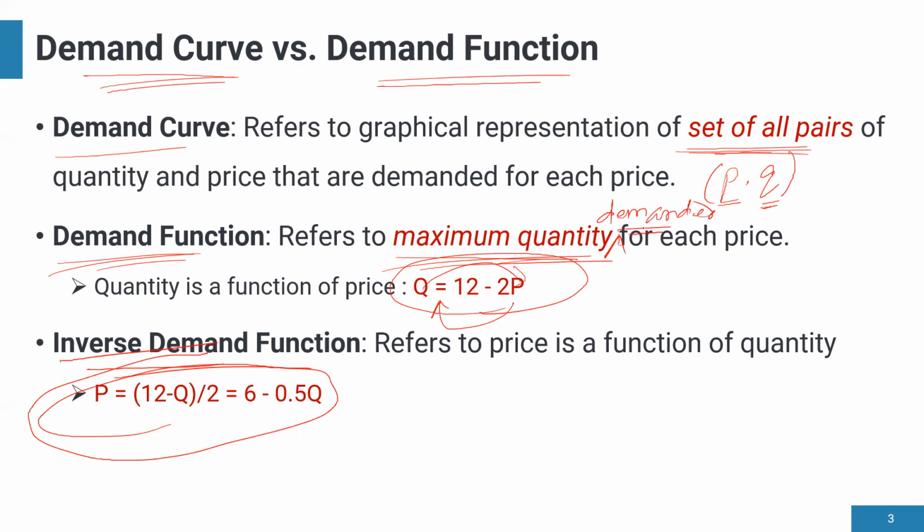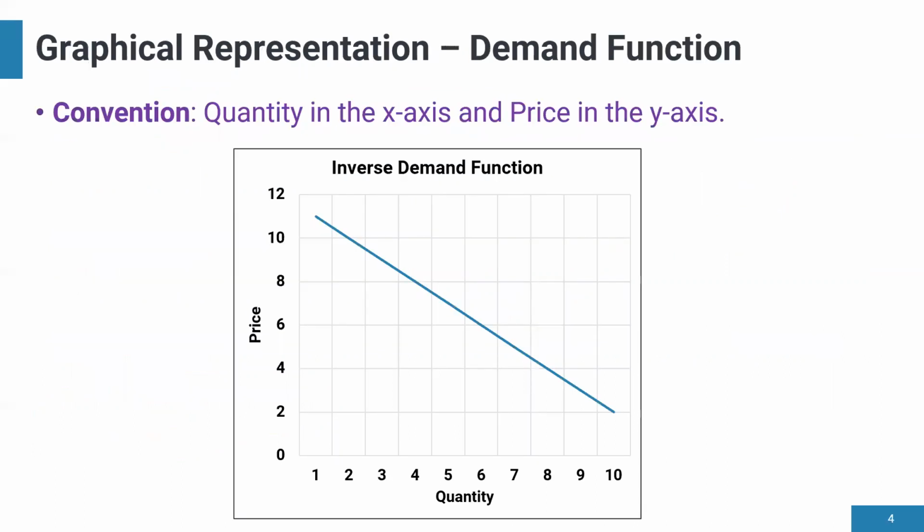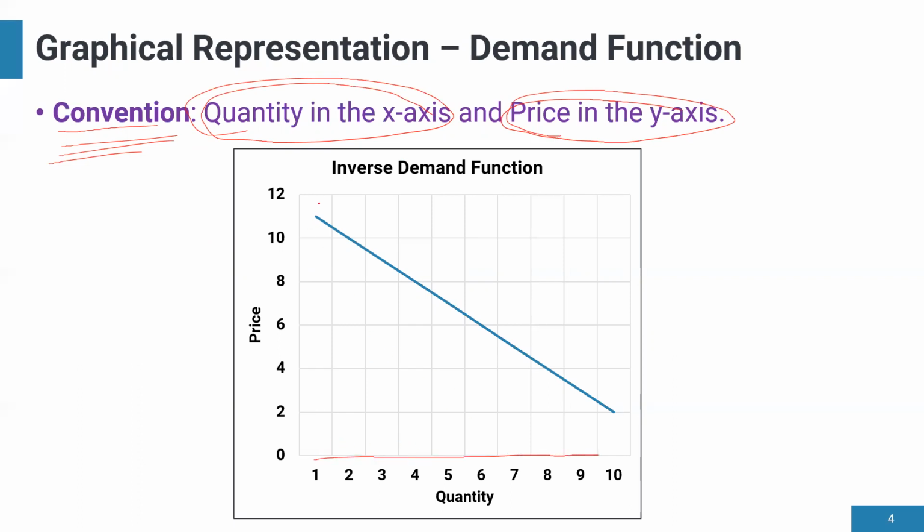Maximum price demand, this maximum quantity demanded for each. Okay. Now let's see how we can represent it graphically. By convention, it is very important to note that quantity is expressed on the x-axis and price is expressed on the y-axis. So this is your quantity, how much quantity is demanded, and how is the price.